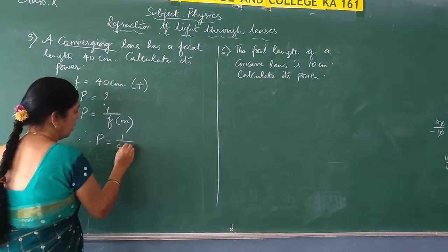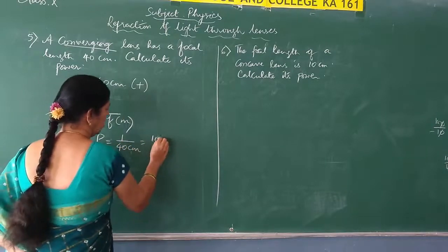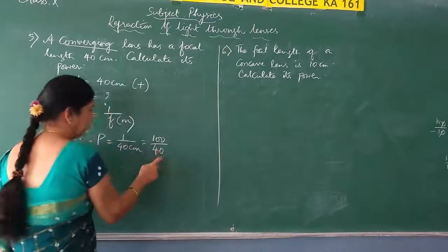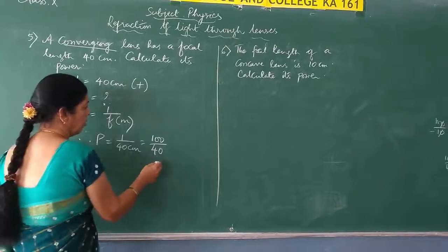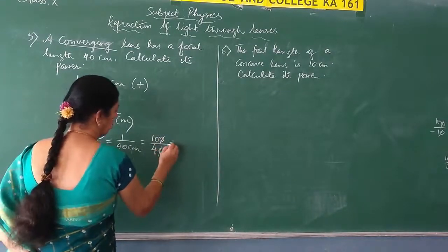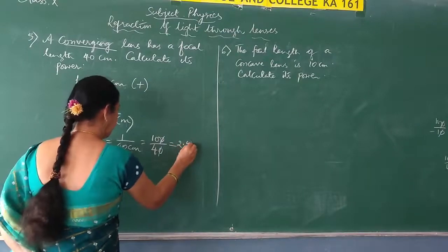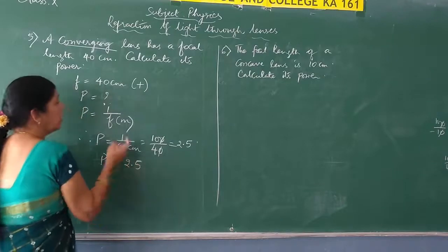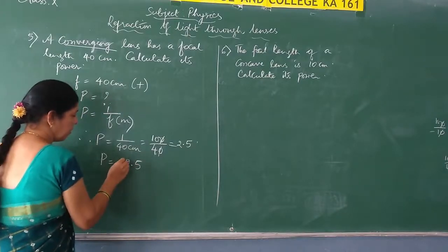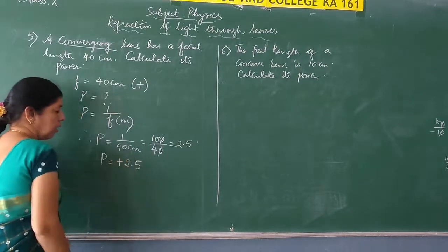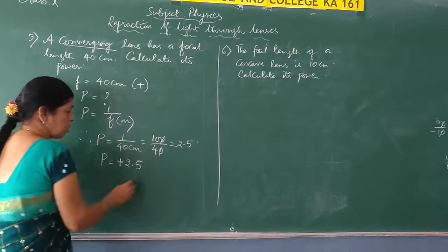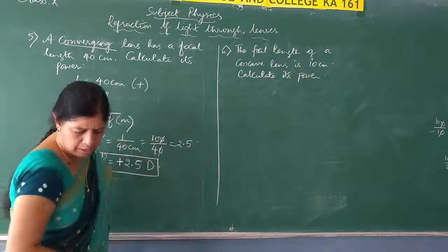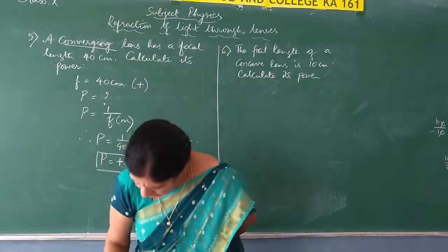1 by 40 centimeter. That will be equal to 100 by 40, right? If you take it in meters. So, how much we will get? 10 by 4 will be equal to 2.5. P is equal to 2.5 and it is a convex lens or a converging lens, and we know that the power of the converging lens is positive. For convex lens it is positive, and what are the units? It is dioptre. P is equal to plus 2.5 dioptre. Okay. So this will be the solution.